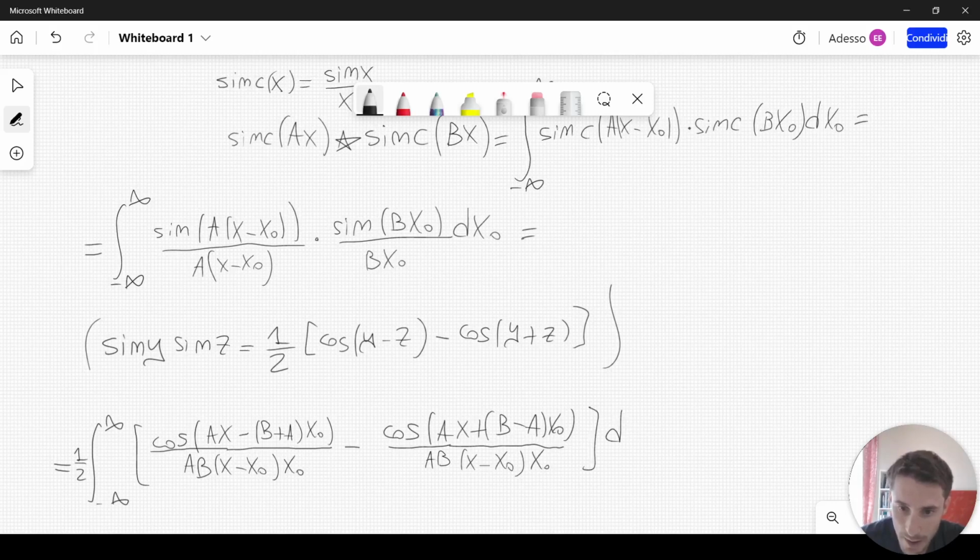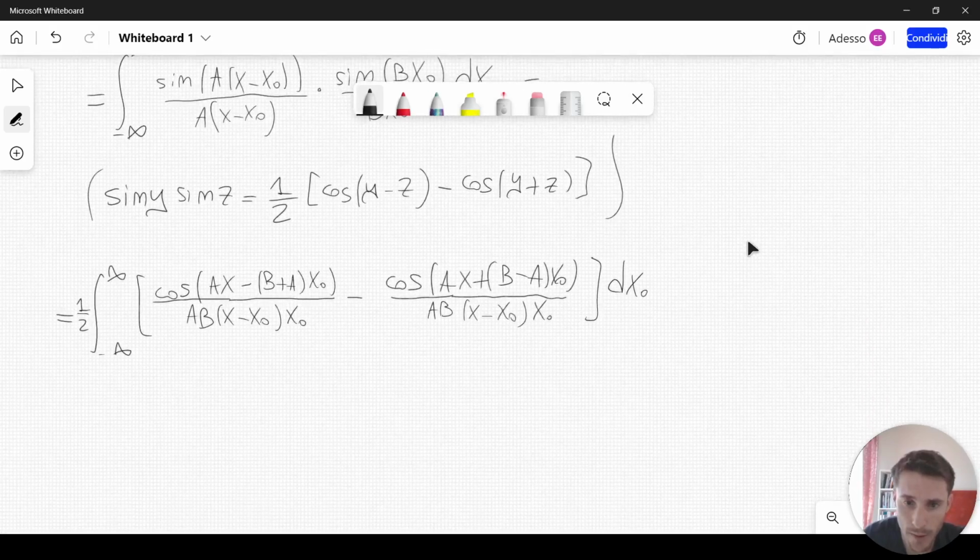We have to integrate this over dx0. Now, the formula that we have used is particularly convenient because we have written a somewhat complicated integral, and we have split it into two different integrals. So we can rewrite this as a difference of integrals.